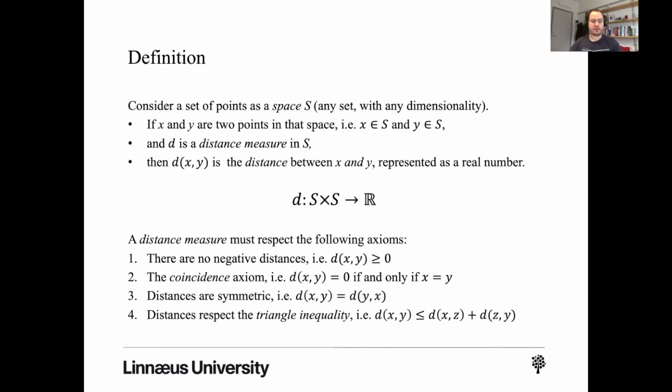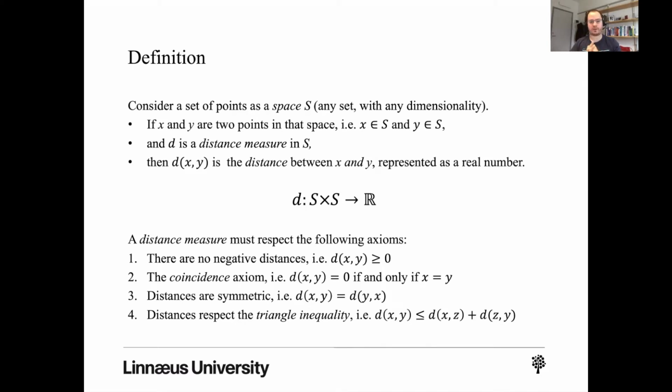And the fourth is that distances respect the triangle inequality. This is the hardest one to actually verify. The other three are more or less straightforward. When you take a distance measure, you can analyze this in a straightforward way. But the fourth one is a little bit harder.